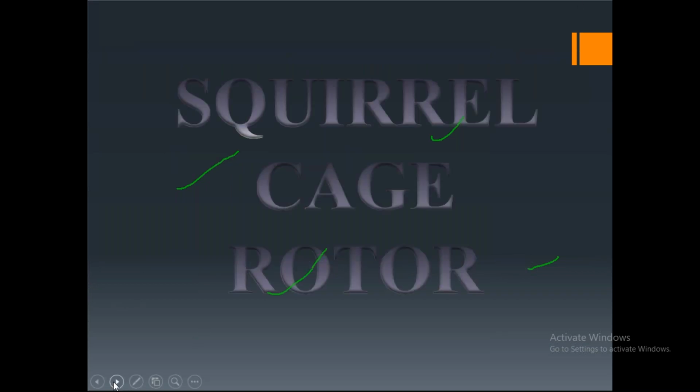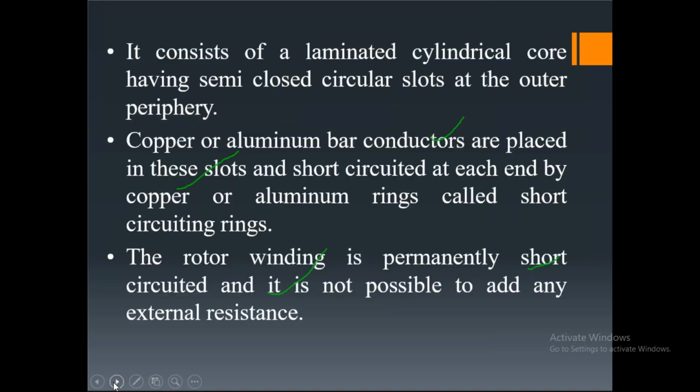The first one is the squirrel cage induction motor. Right. Now it consists of a laminated cylindrical core. The laminated cylindrical core has semi-closed circular slots at the outer periphery. The meaning is it has two cylindrical cores at the two ends, and it has the semi-closed circular slots. So we have the different slots here. 1, 2, 3. The slots are like this, and likewise here also.